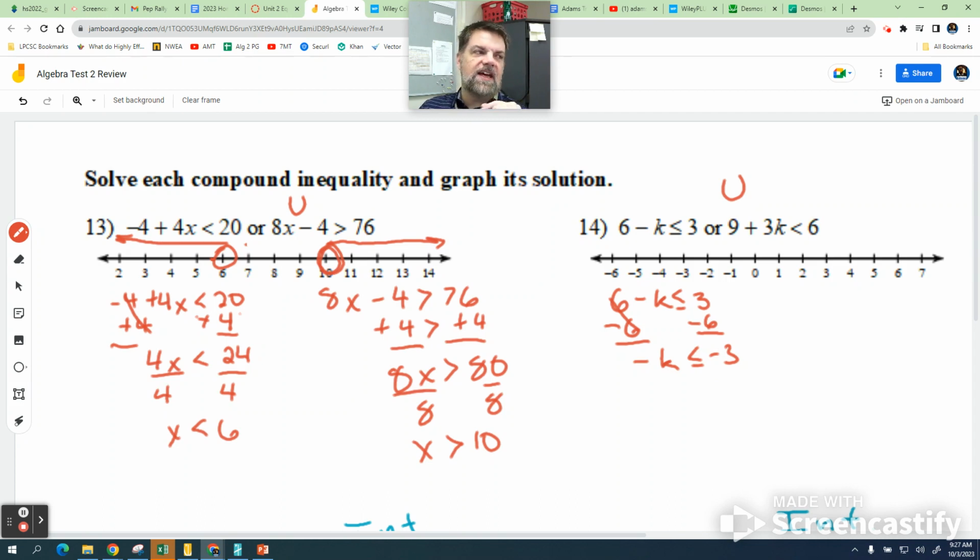All right, now I don't want a negative k. So what do I do? Divide by a negative. Yeah, we're going to divide by a -1. Whatever I do on one side, I got to do to the other. Also, when you divide by a negative number, you have to flip the inequality symbol. A negative divided by a negative is a positive, so that's positive k. -3 divided by -1 is positive 3. Okay, so I'm going to do a closed circle on this one, and then anything to the right, right?